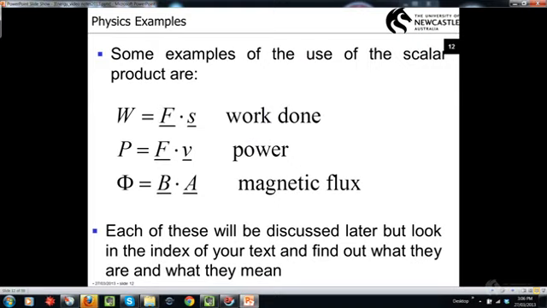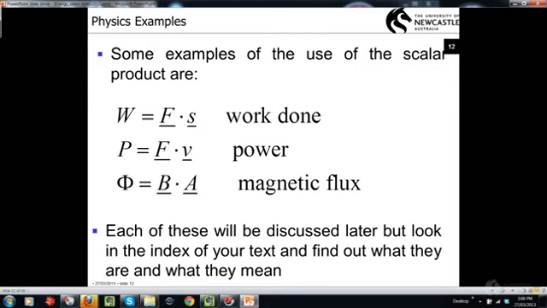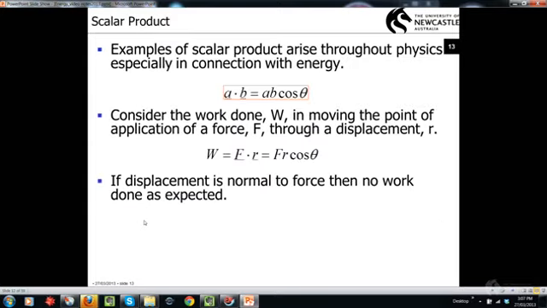Why? Well, it turns out that in physics and engineering and other fields, scalar products come up a lot. We've already dealt with work. The work done on an object is the scalar product of a force and a displacement. The power is the scalar product of a force and a velocity. And there's a thing in magnetism called the magnetic flux, which you will come across, which is the scalar product of the magnetic field and the area of a loop. Each of these will be discussed later, but you should look at the index in your text and find out what they are and what they mean.